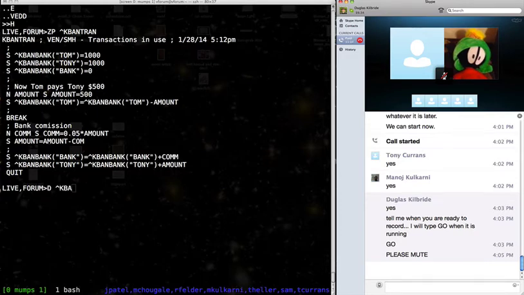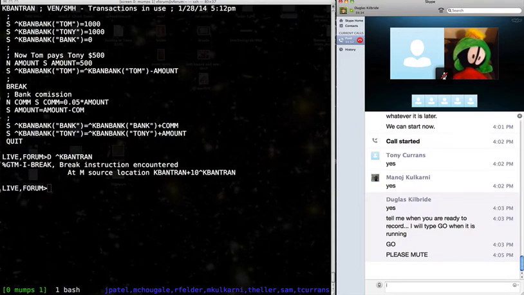I'm going to run KBANK tran, and I'm going to hit the break, but let's pretend that what happened when we hit this break is that somebody pulled the power plug and the computer shut down. So we actually lost all the rest of this information. If we jump over to the other screen, type Control A like last time.